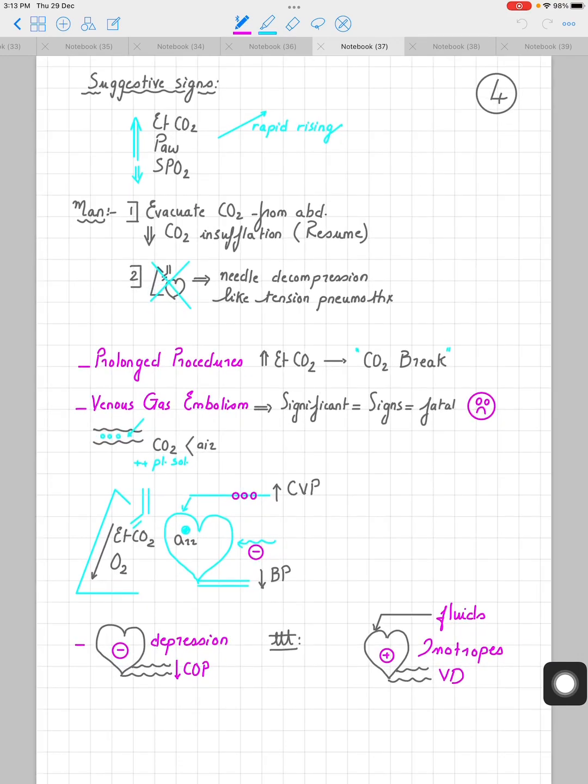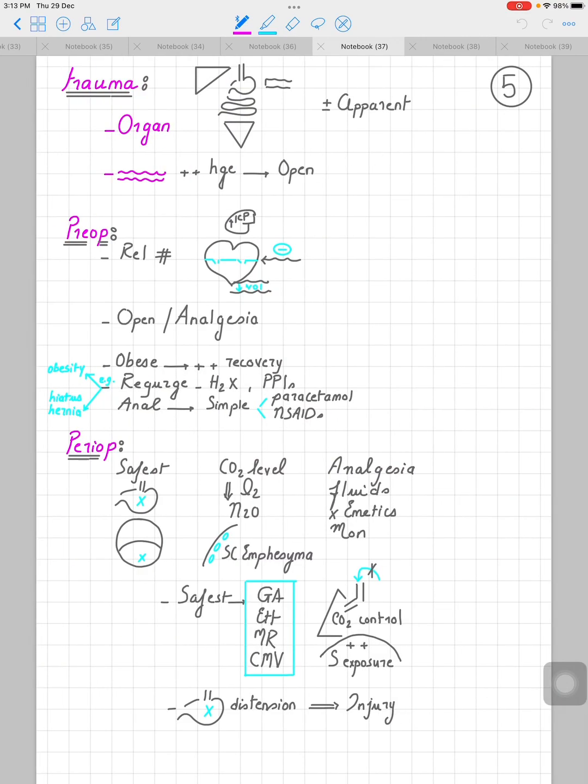Then let's shift to the risk of trauma. Introduction of the trocars may cause damage to organs like the spleen, the bladder, the liver, the bowel, and the stomach. Organ damage may not always be apparent at the time of the injury. Damage to blood vessels may result in massive hemorrhage, necessitating rapid conversion to an open procedure.